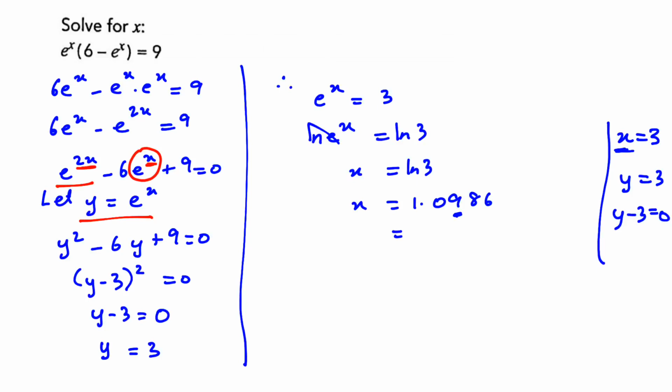Look at the number after it. If it is 5 or more, you add 1. This will give us 1.10. So this is our answer. I hope you have understood how to solve for x.